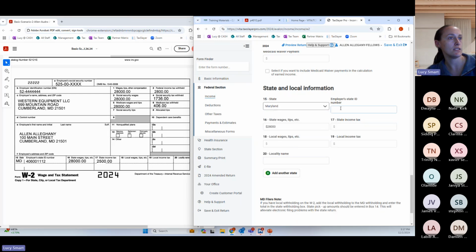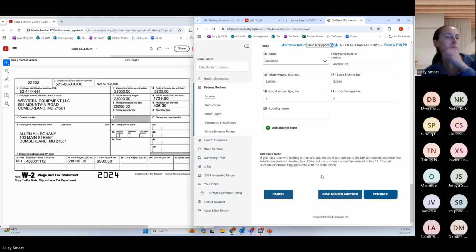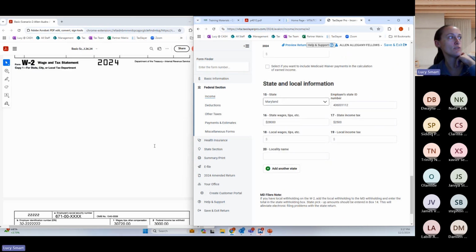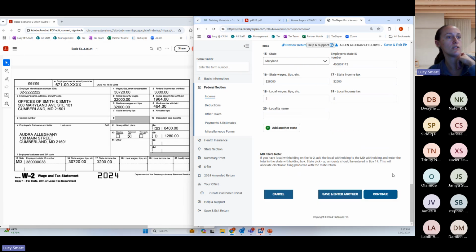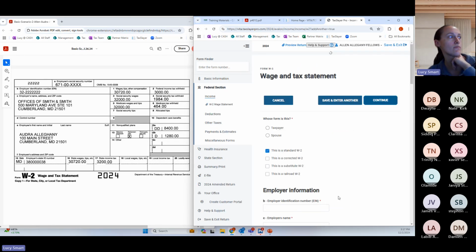For Maryland, the state identification number and state wages automatically populated, and it matches, so we're good there. And then his state tax withheld was $2,500. All right. His W-2 is good to go. We do have another one, so you can just click save and enter another.